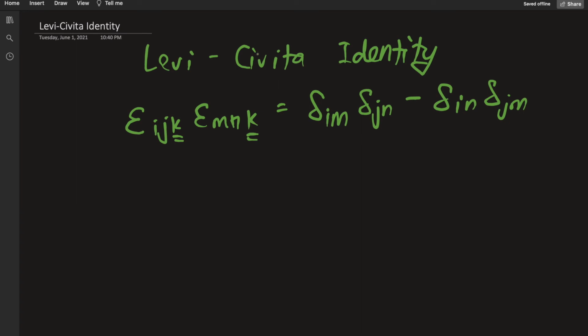I won't prove it. It's a little non-trivial to prove. You can do it using cases. You can expand it for each of those 1, 2, 3. For 3 dimensions, you can do that, but it gets harder for higher, more general cases.